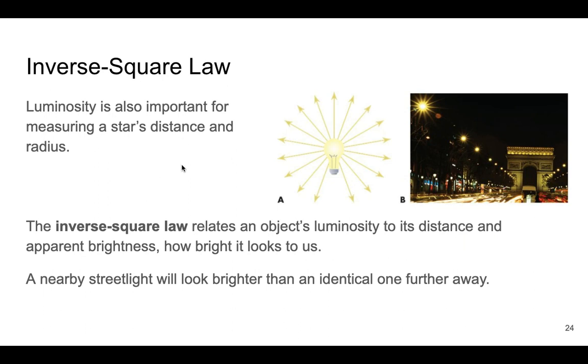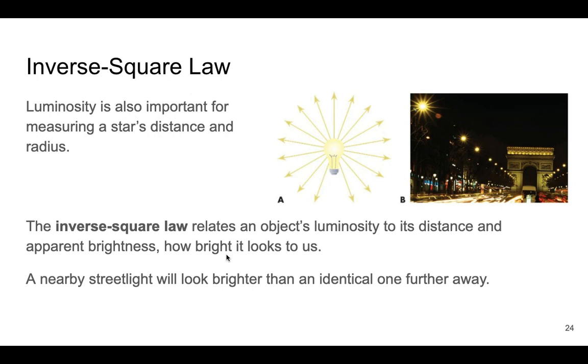Luminosity is also very important for measuring a star's distance and radius. Luminosity works by an inverse square law. In the sciences, especially physics and astronomy, we love inverse square laws. Gravity works by an inverse square law. The intensity of sound, well, that gets complicated, but it also works by an inverse square law. The inverse square law is going to relate an object's luminosity and its distance to its apparent brightness, which is how bright it looks to us.